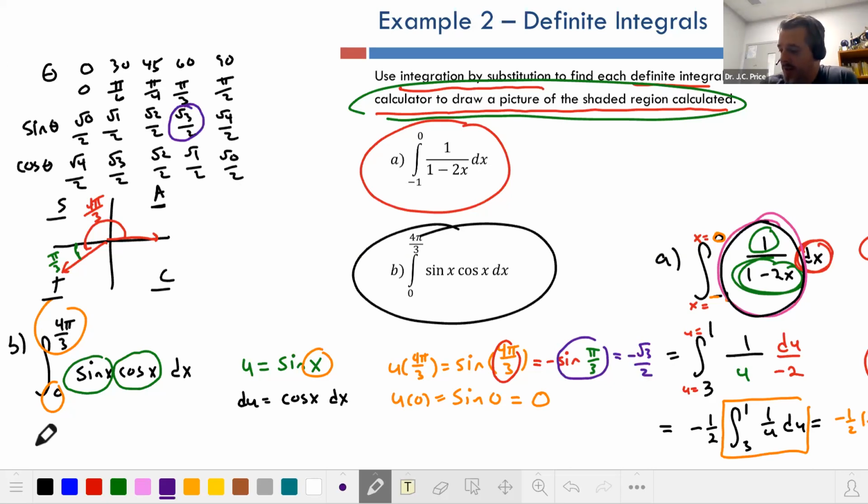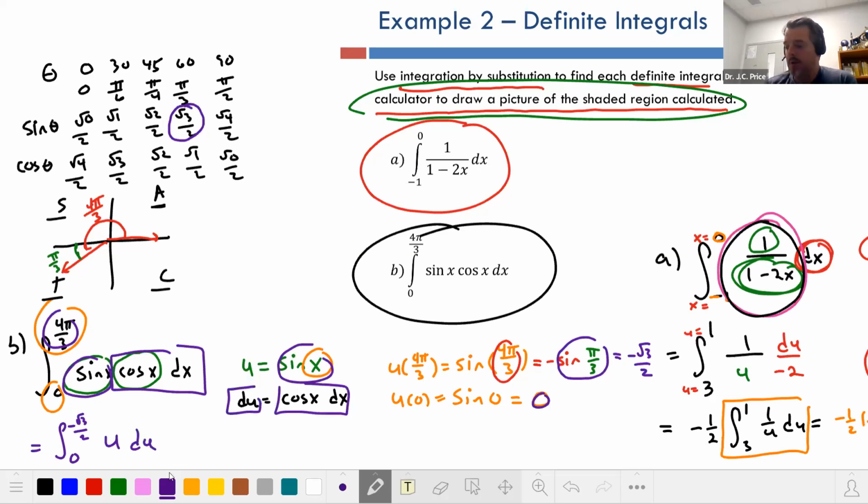And so this will be equal to the integral. And so the 0 remains 0, so I have 0. The 4 pi over 3 became a negative root 3 over 2. And then this is my u, right? Sine of x is my u, so I have u. And then this leftover stuff, cosine of x dx, well, that was just my du. And so there's my substitution. I changed my limits of integration. And so now I can actually integrate it.